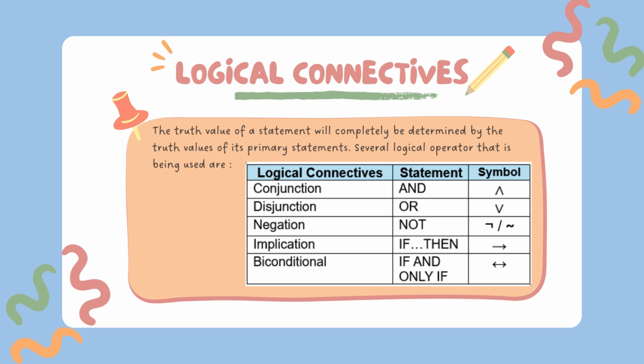Several logical operators that are being used are conjunction, disjunction, negation, implication, and biconditional. For a conjunction, the statement is AND, and the symbol is like a V but upside down. For a disjunction, the statement is OR, and the symbol is like a V. For a negation, the statement is NOT, and the symbol is like a wave. For implication, the statement is if, then. The symbol is like an arrow, just one arrow. For biconditional, the statement is if and only if. The symbol is like an arrow but with two arrows.